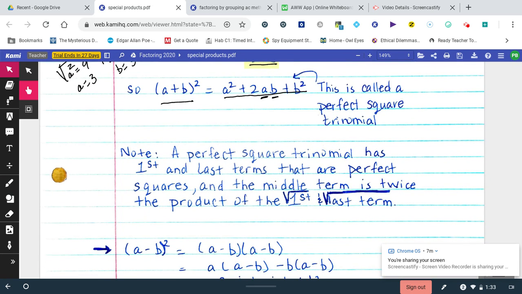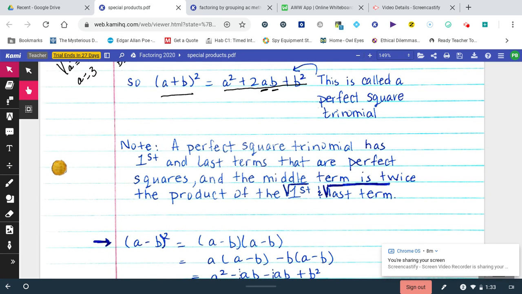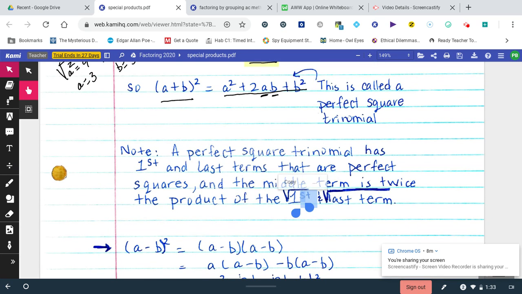Now I need to do the one with A minus B squared, because A minus B squared is still A minus B times A minus B. It's a binomial times itself too. But let's take a look at what we have. It says a perfect square trinomial has first and last terms that are perfect squares. We just talked about that. And the middle term is twice the product of the square root of the first and the square root of the last. What does product mean? Product means after you take the square root of the first term and the square root of the last term, you multiply them. And then you need to multiply it by 2. Twice means multiply by 2. And we'll get into what they look like in just a second.